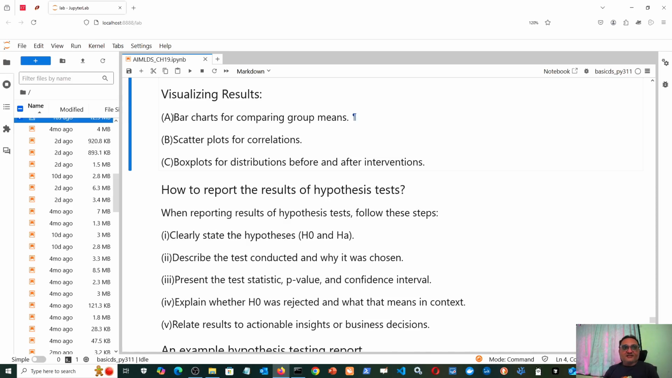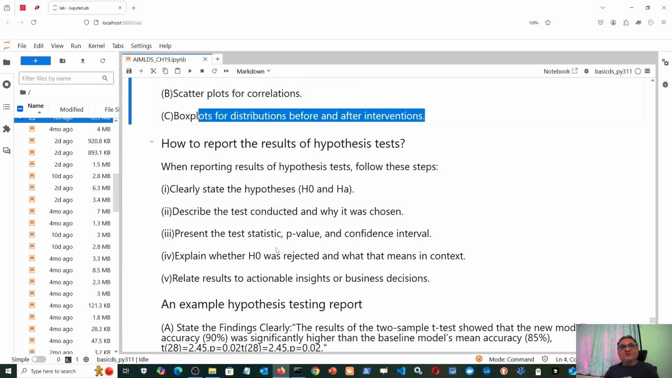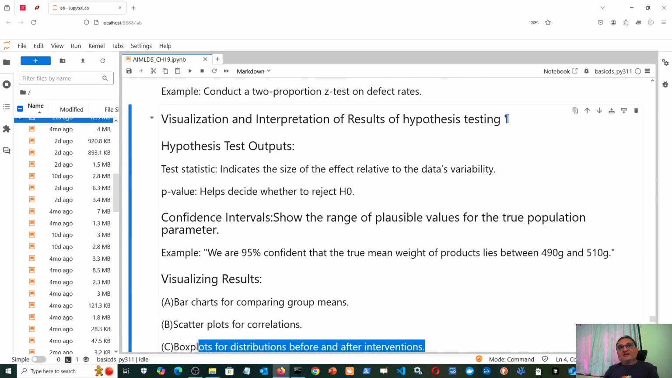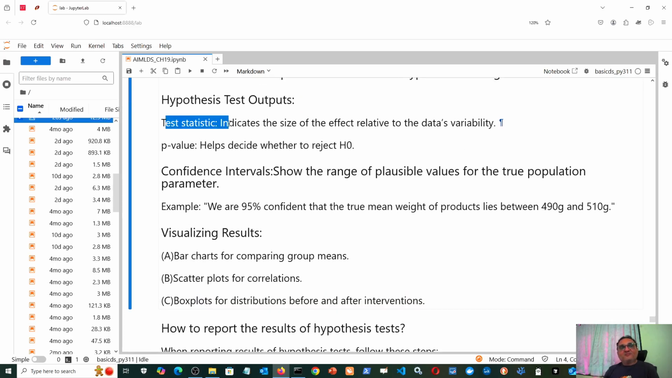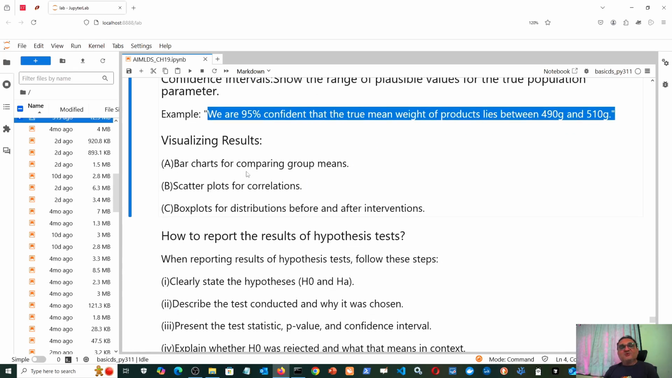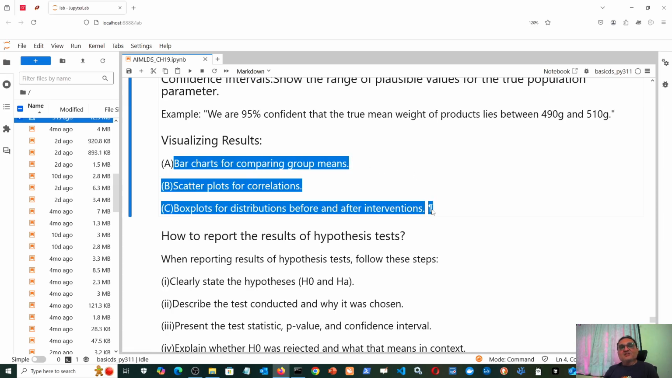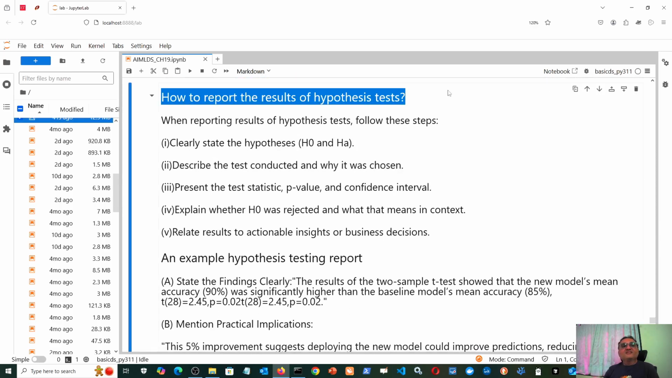Now, visualizing the result. We saw that a bar chart can help, scatter plot can help, and box plot can help in visualizing. So when you report your hypothesis test results, you should not forget to report the test statistic, the p-value, what confidence interval you used, and some visualizations to support your finding. This is how you write, in a scientific manner, how hypothesis test results should be reported as a professional data scientist.